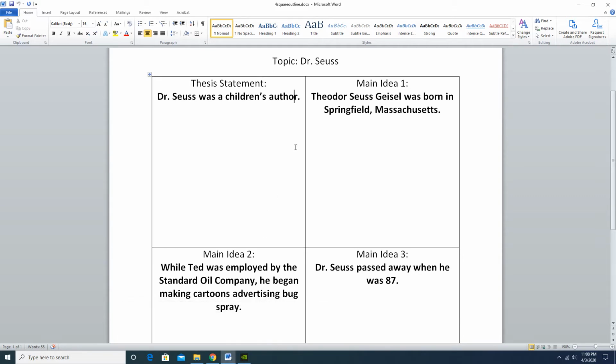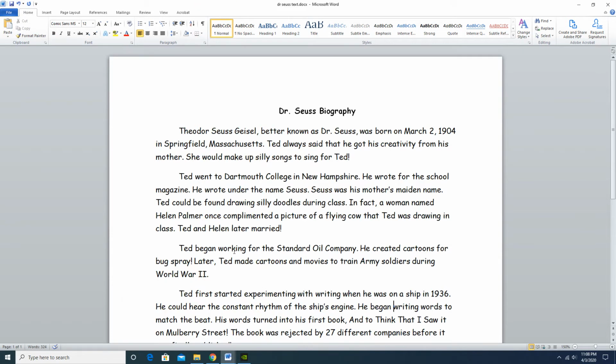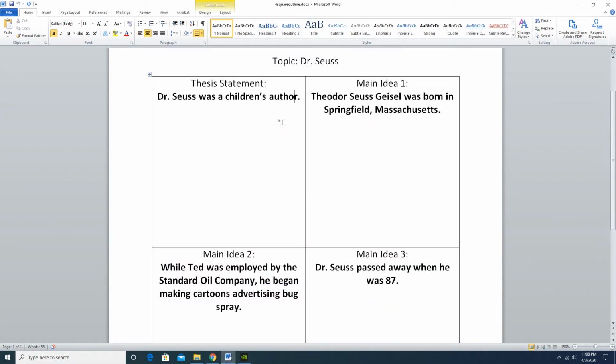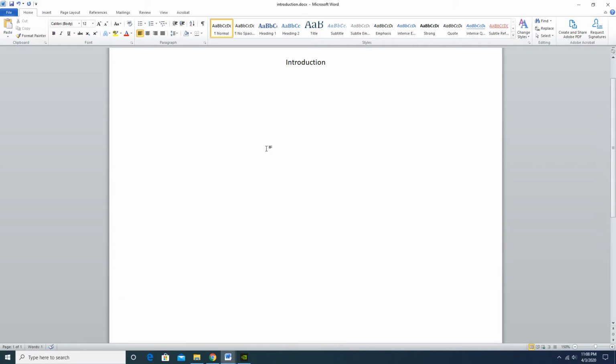So first thing you need to do, you actually don't need your anchor text for this part necessarily. The first thing you need to do is to look at your 4-square outline, make sure you have your thesis statement, your main idea 1, your main idea 2, and your main idea 3. What I'm going to do is go to my introduction, and the first thing I have to put in my introduction is my hook. You may be asking what a hook is.